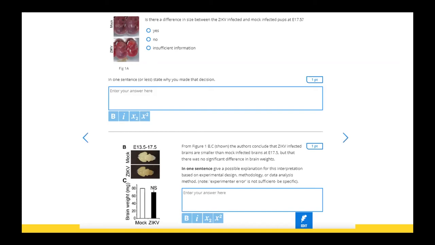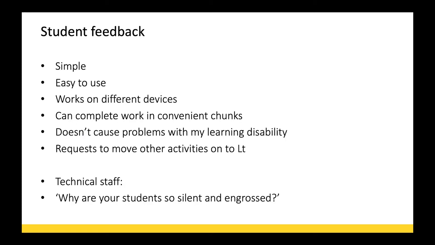So in terms of student feedback, in general, we have collected feedback from all of our classes. The general comments that come up again and again are that LT is simple, it's easy to use, they don't need fancy training, or they don't need to watch a video to show them how to use LT. They can work on different devices remotely, it's really useful.